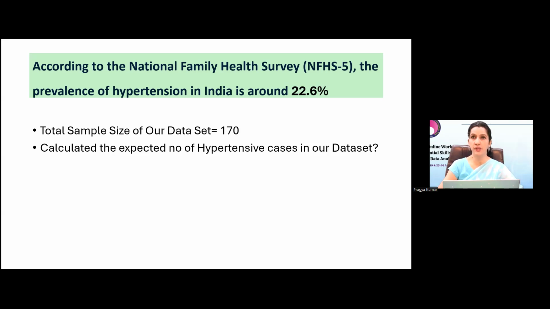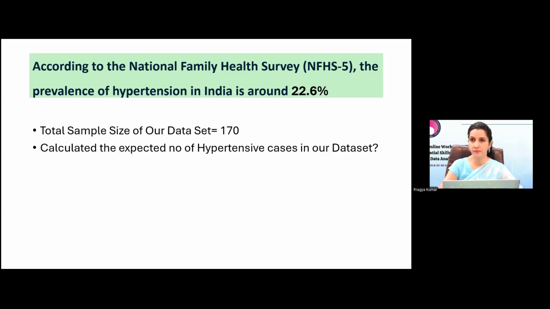Yes, all of you please calculate. The total sample size in our data set is 170, and the prevalence of hypertension in India according to NFHS is 22.6. Even if I don't ask whether you are hypertensive or not, and I apply the same data, what is the total number of expected hypertensives in the data set? Dr. Suresh is saying 38. Anybody else?